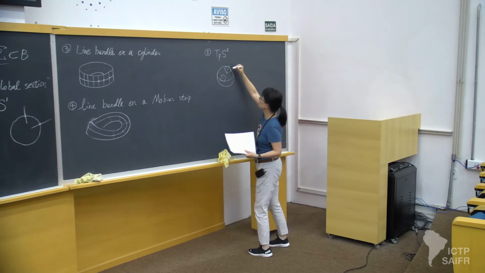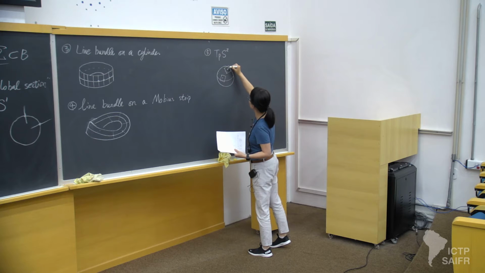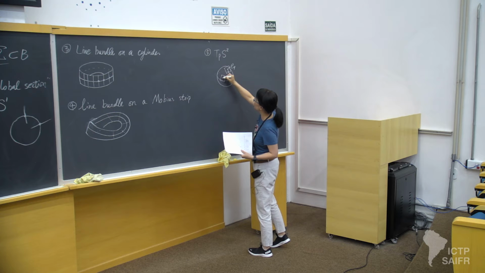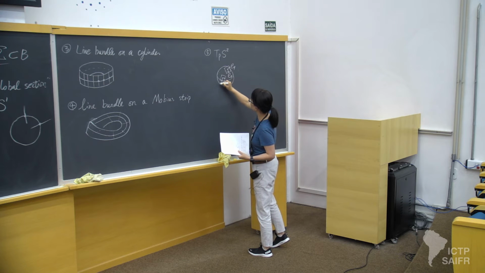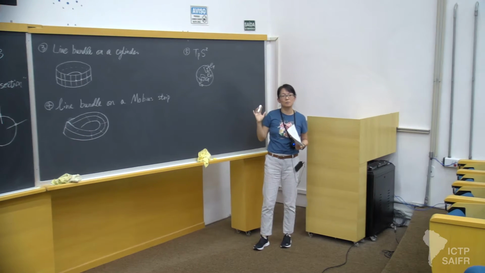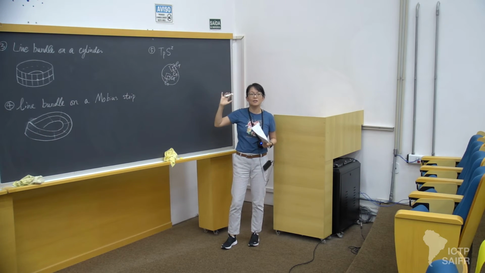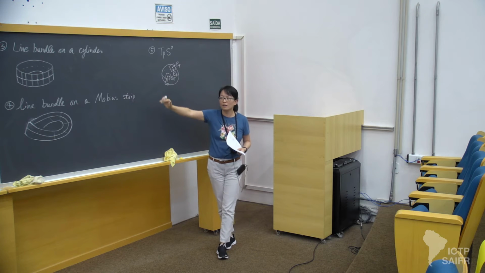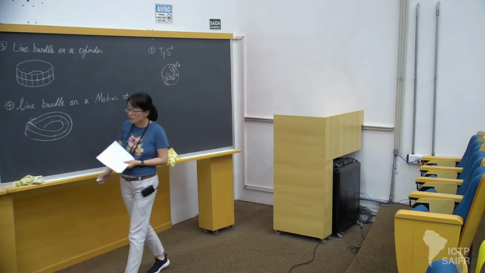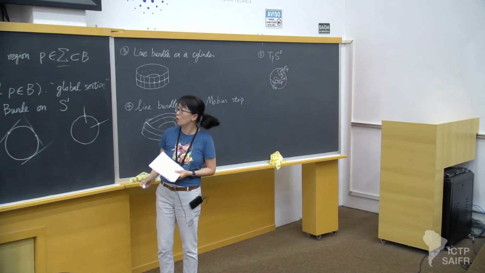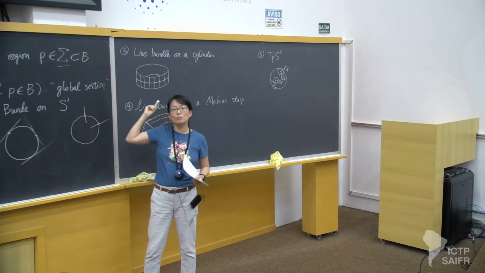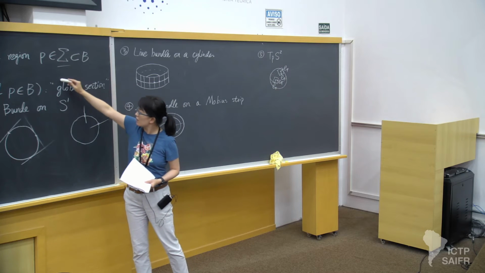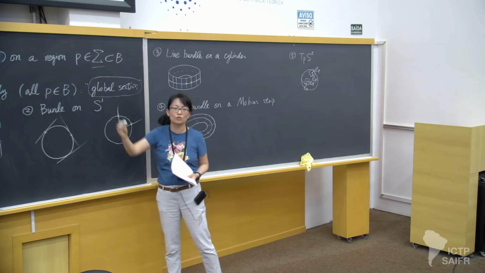And you can use the unit vectors, E theta and E phi, at each point to span its own tangent space. And that defines the tangent bundle on S2, okay? So here we talked about a few examples. Next, I'm going to ask you a question. For the 5 examples, which ones have a global section, which ones don't?